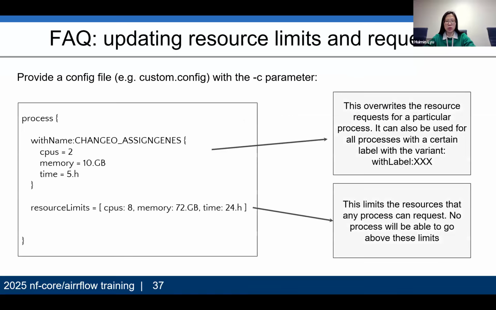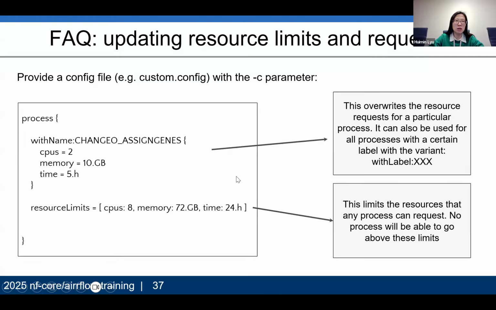Now I want to answer one of the most asked questions: what can be set in the custom configuration file. Here, you can set the resources you want for a specific process. Like here, in the clone assignment process, I want 10 CPUs, 10 gigabytes, and 5 hours.